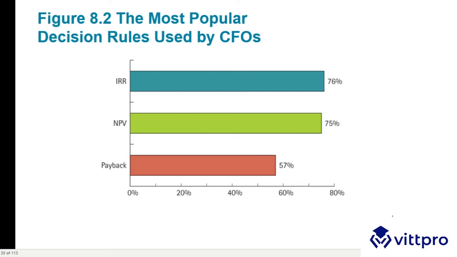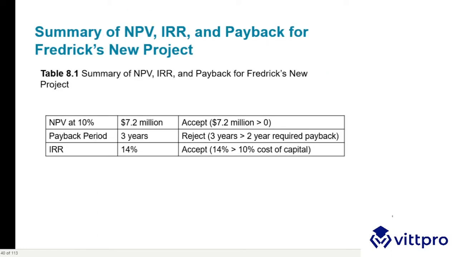The most popular decision rules used by CFOs around the world are the IRR and NPV. But NPV is the most preferred way of making decisions, even though IRR is also always calculated in the project. So you have both NPV and IRR for certain projects. The payback period is the least used method of the three.